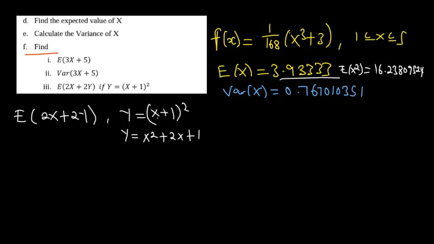That is x multiplied by x, x squared. x multiplied by 1, I get x. And then 1 multiplied by x, I get plus x. So that's where the 2x is coming from. And then 1 multiplied by 1, I get this.